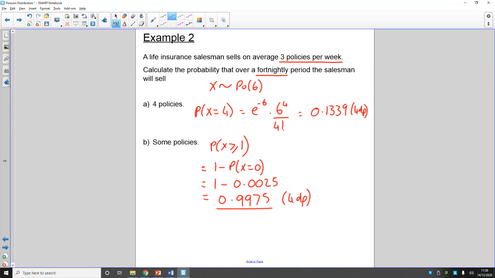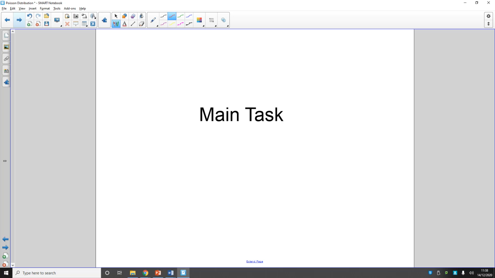Okay, I hope that's helped you understand a little bit about how you can calculate a probability using the Poisson distribution. What I would like you to do now is open up the main task that I've attached to the assignment and have a go at those questions.